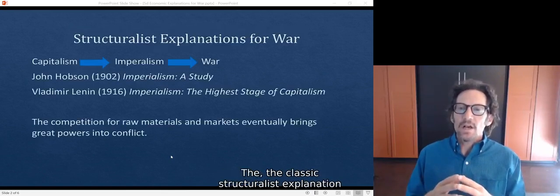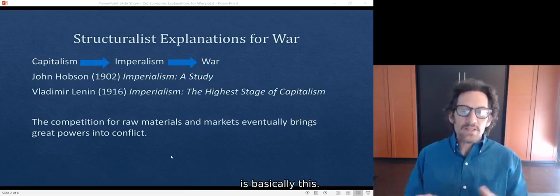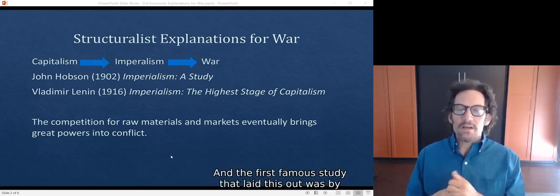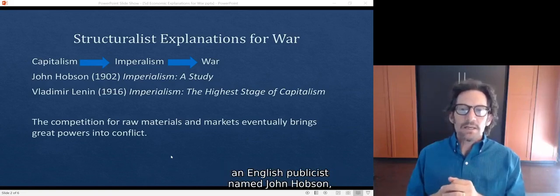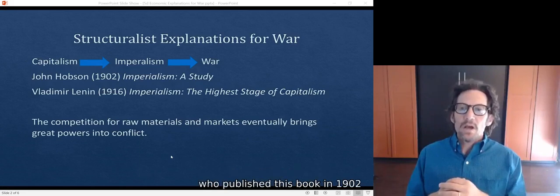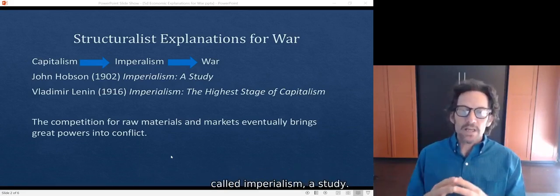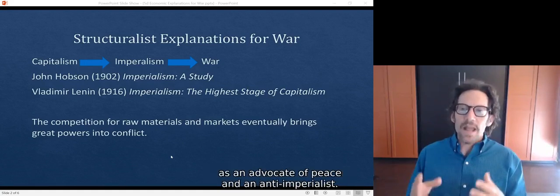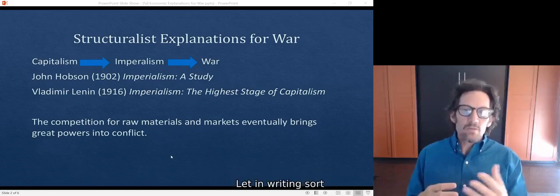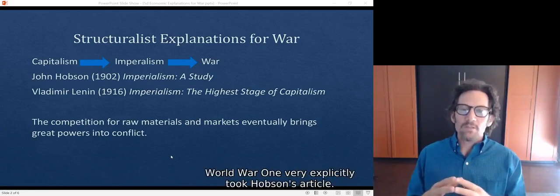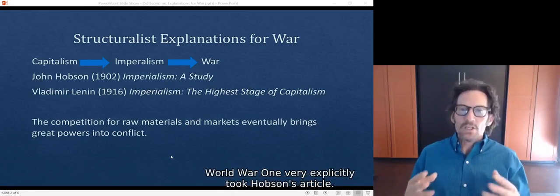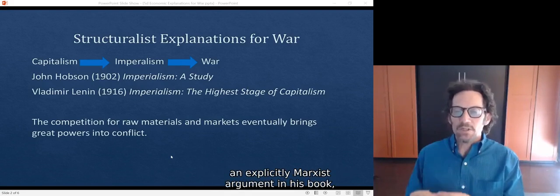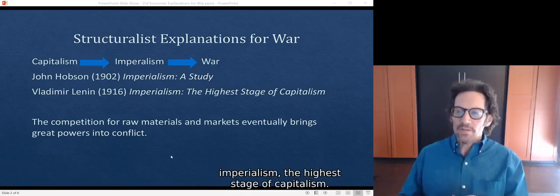The classic structuralist explanation is basically this: capitalism leads to imperialism, and imperialism leads to war. The first famous study that laid this out was by an English publicist named John Hobson, who published a book in 1902 called Imperialism: A Study. Hobson wasn't really identified as a Marxist as much as an advocate of peace and an anti-imperialist. Lenin, writing a sort of propaganda book in the middle of World War I, very explicitly took Hobson's argument and turned it into an explicitly Marxist argument in his book, Imperialism, the Highest Stage of Capitalism.